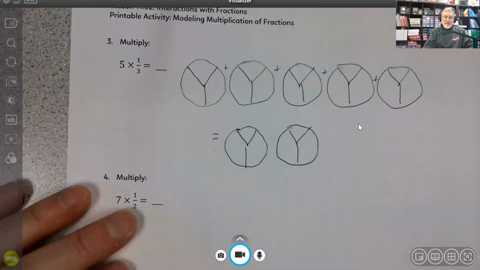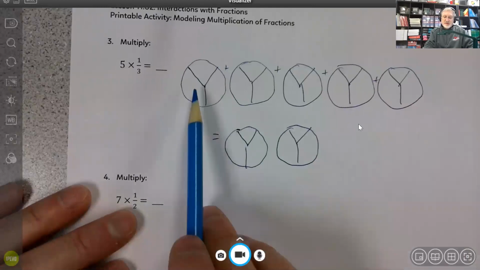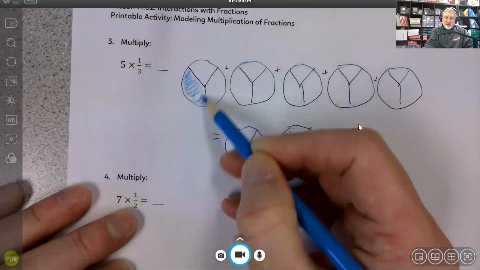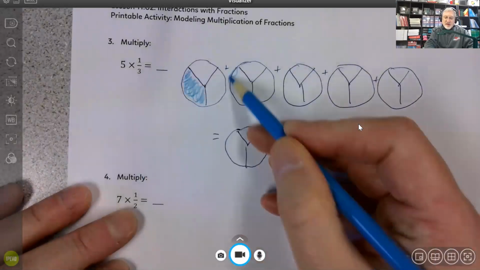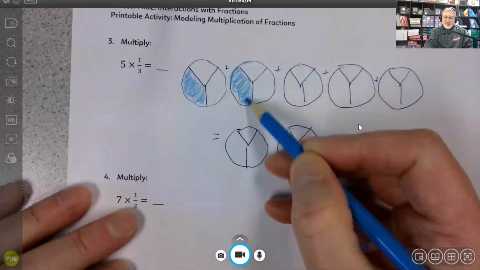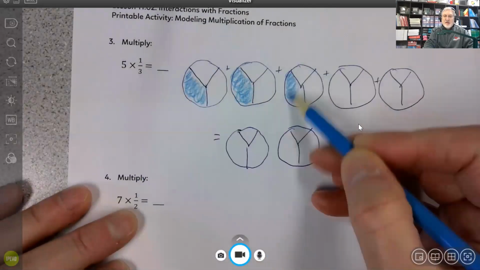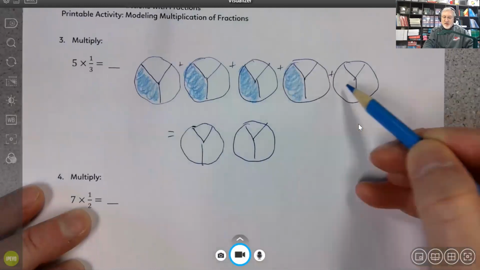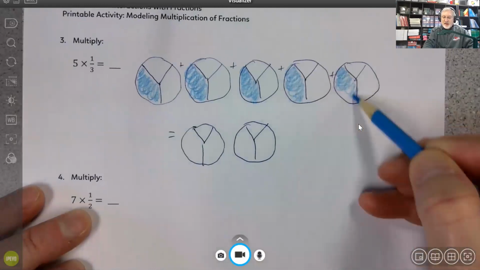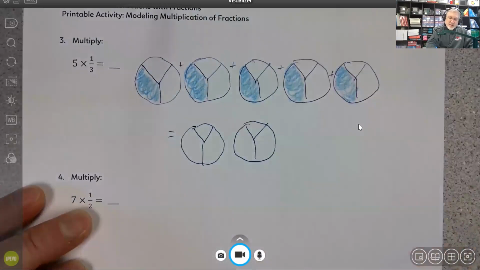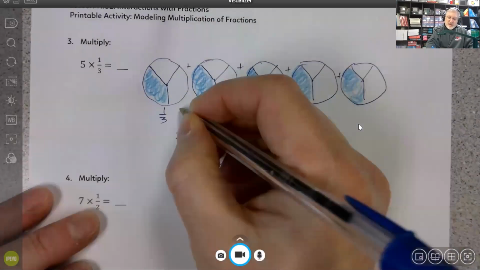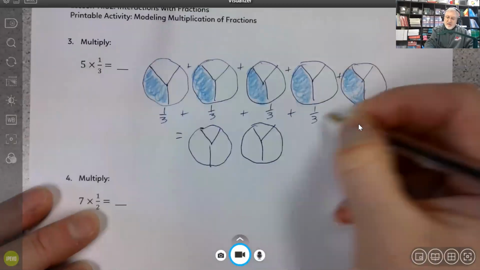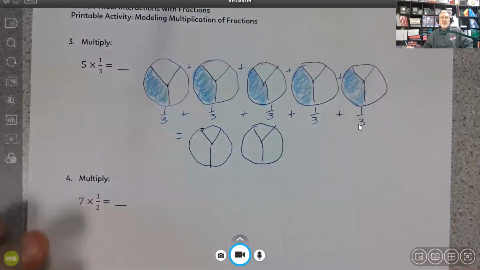So I did 5 times 1/3. Okay, so I have to shade in 1. That represents 1/3. That represents 1/3. That's 1/3. That's 1/3. And that's 1/3. And I'm going to write 1/3 under each one of these to show my repeated addition.